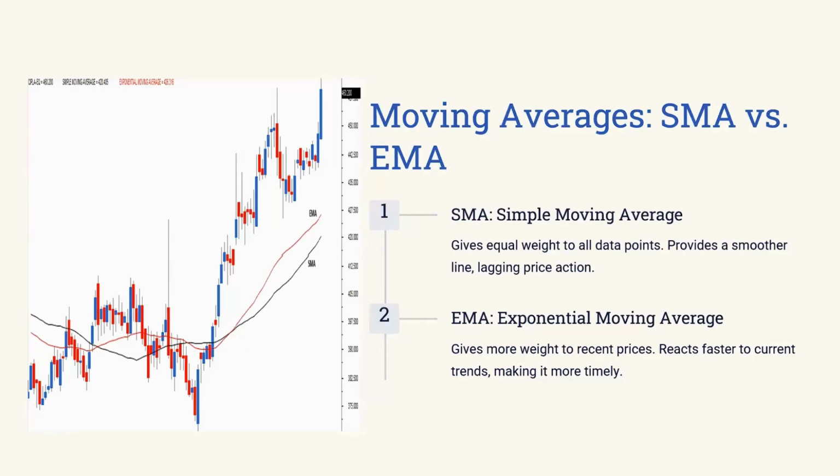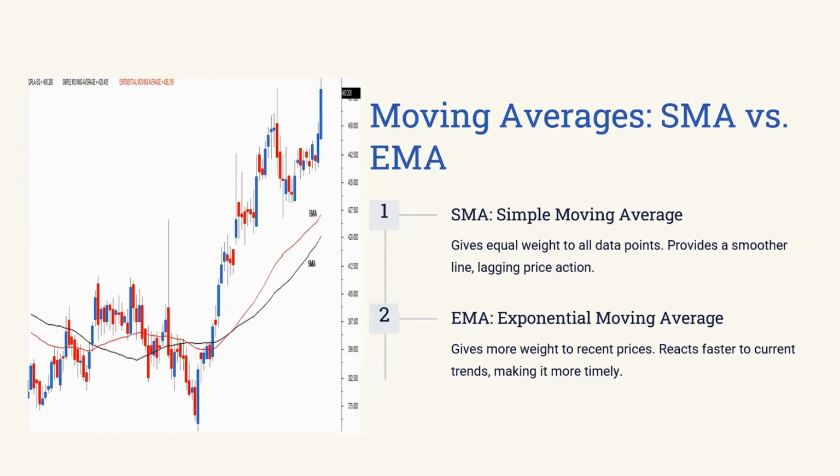Always confirm moving average crossovers with volume and momentum indicators, for example RSI and MACD. Strong volume on a crossover adds conviction to the signal. Momentum indicators can confirm the strength of the move.